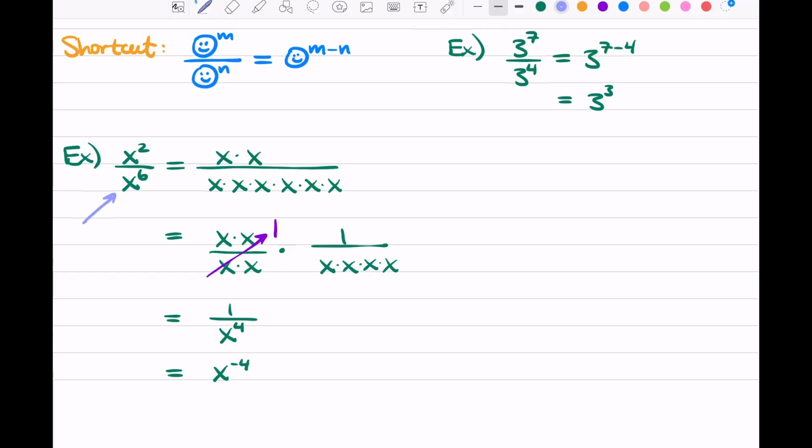So if we used our shortcut at the beginning, we would have gotten this answer. 2 minus 6 is negative 4. But what that means is as a fraction, our x's are going to be on the bottom. So you have to keep in mind which exponent is bigger. Since 6 is bigger than 2, we're going to have some leftover x's on the bottom. If it were the other way around, if we had x to the 6th divided by x squared, we'd have x's left over on top, so our answer would be x to the 4th.